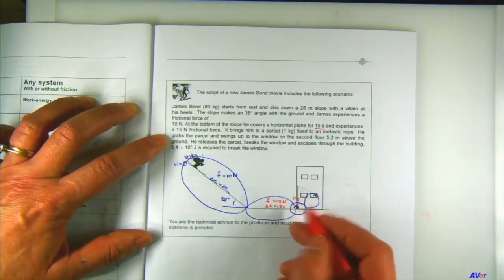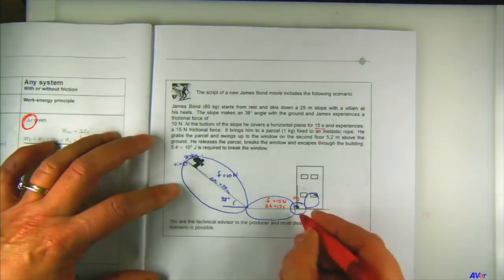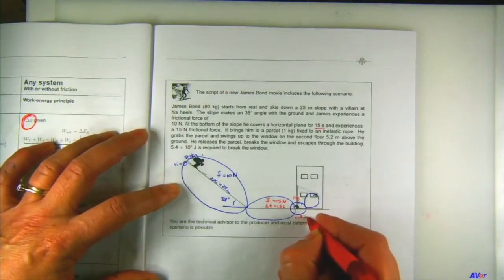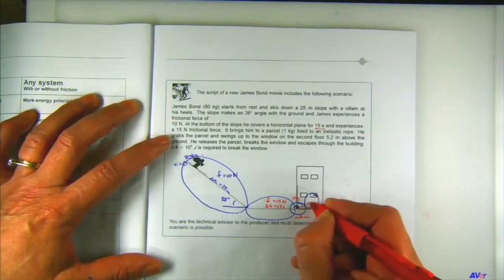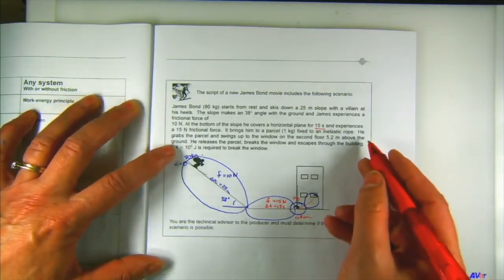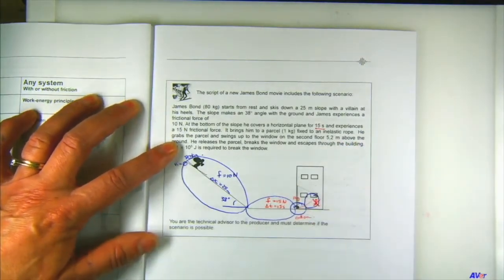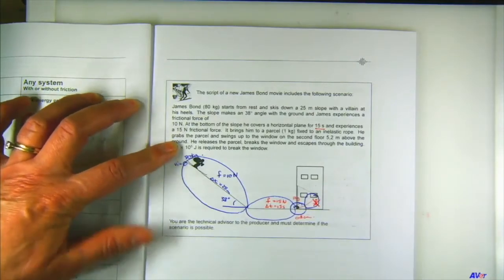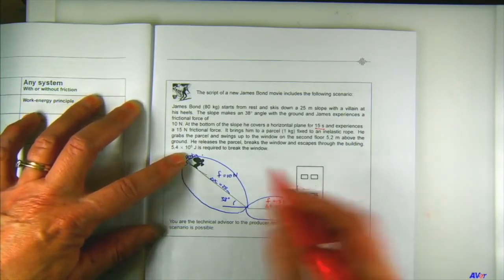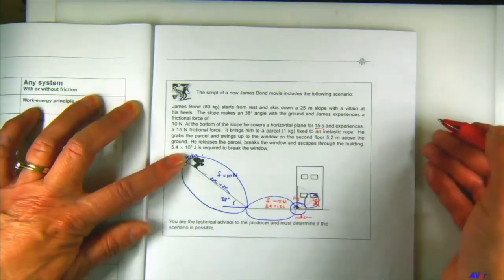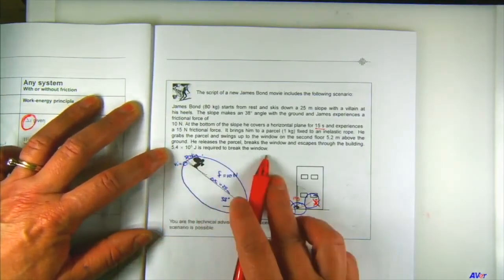So what do we have there? Grabbing onto the parcel is a collision. Right. So over there we have a collision. And now he and the parcel all together swing up. Right. Now they say nothing about friction, so we can take friction as being ignored. Right, so there's no friction for that. Swings up, and now he comes up to there, and now he releases the parcel, breaks the window, escapes through the building. And to do that, he requires 5,4 times 10 to the 5 joule to break the window.